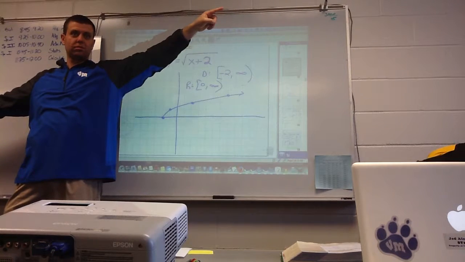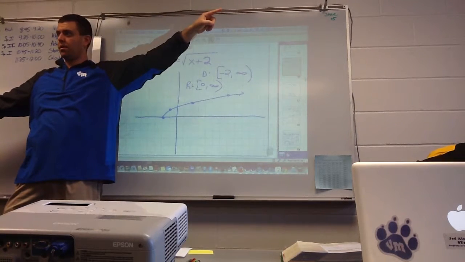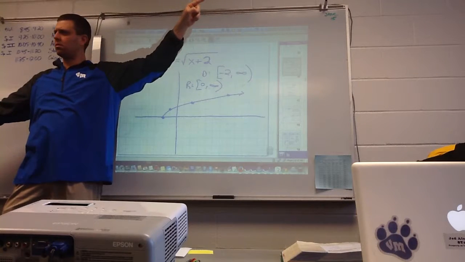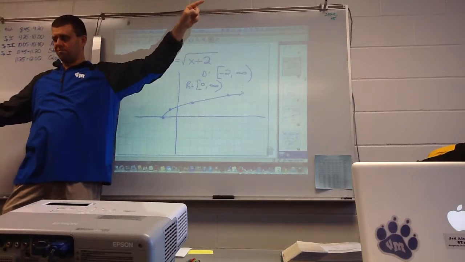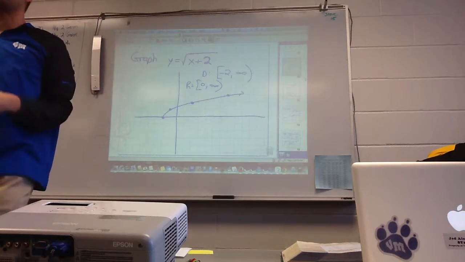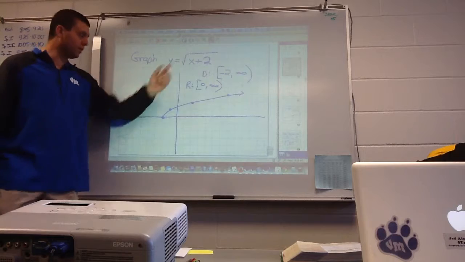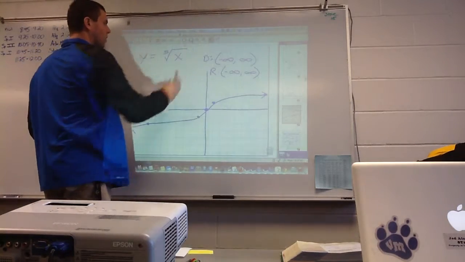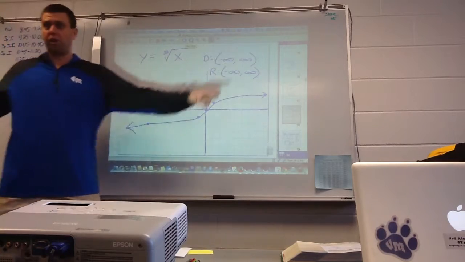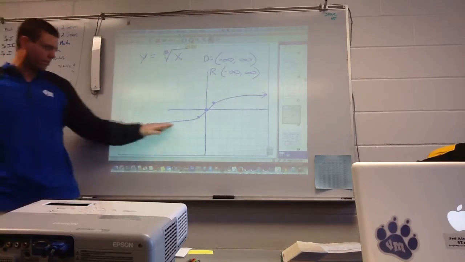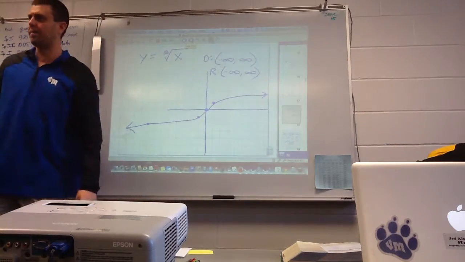Why would cube roots be able to go both directions? Because you can have an odd root of a negative number. Nice job. You can do odd roots of negative numbers. What can you not do? Even roots of negative numbers. So that's the reason this one goes forever in both directions: it's an odd root. Odd roots are always going to look something like this.